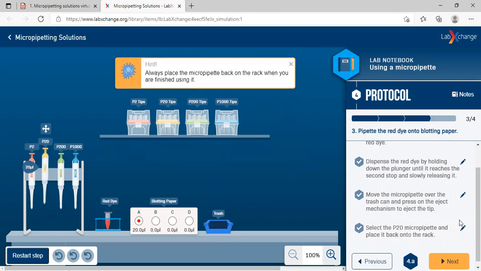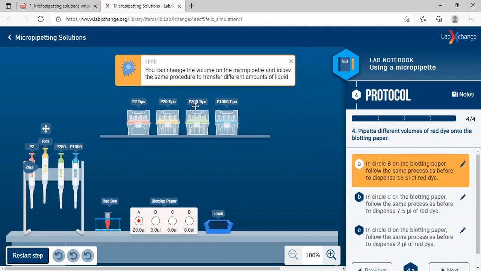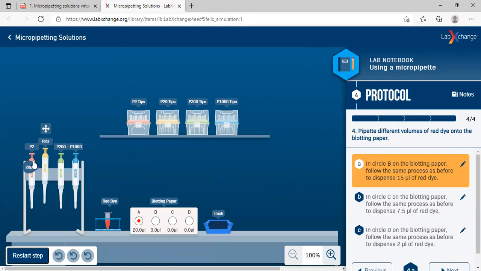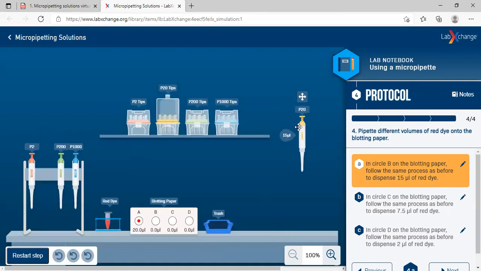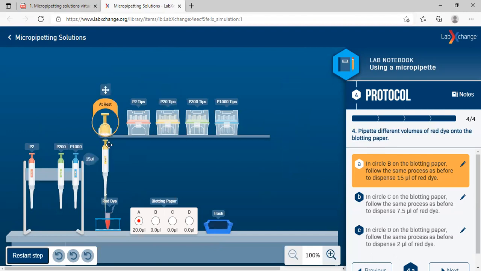Put it back on the rack. Always place the micropipette properly. You can change the volume on the micropipette. In circle B on the blotting paper, follow the same steps with 15 microliters. Okay, I'm going to change this to 15. So I'm going to put a tip on, open the red dye, and go to the first stop.